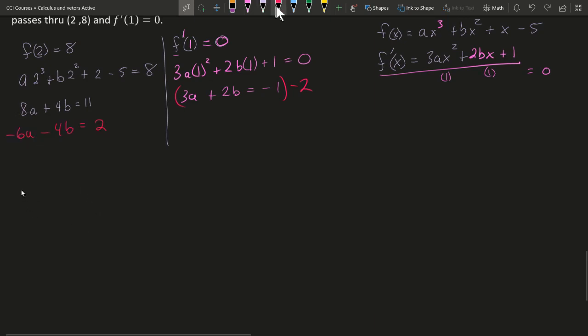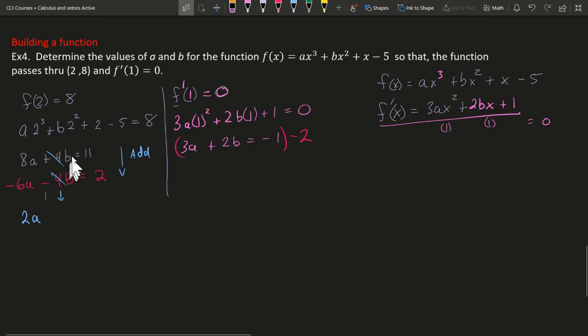So now I'm going to add in this direction. What's an 8a and a negative 6a? That's going to be a 2a. What's a 4b and a negative 4b? That's 0. Boom. These guys end up canceling out. That's why I multiplied by negative 2 way back here. It's because my goal was to eliminate the b so that now I can have an equation with, guess what?